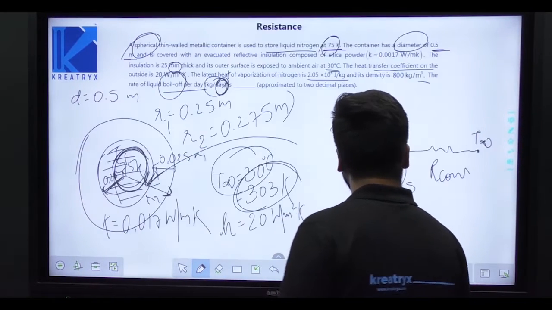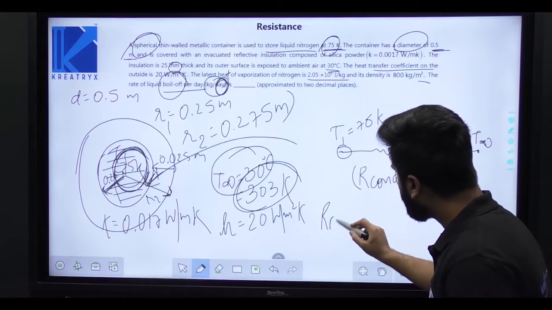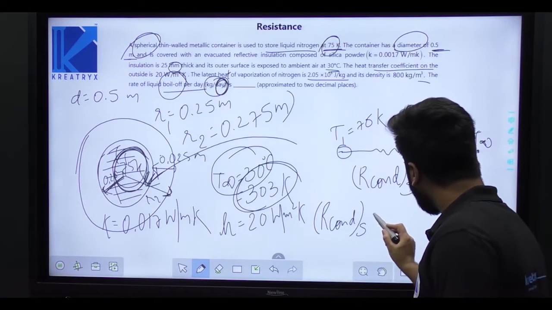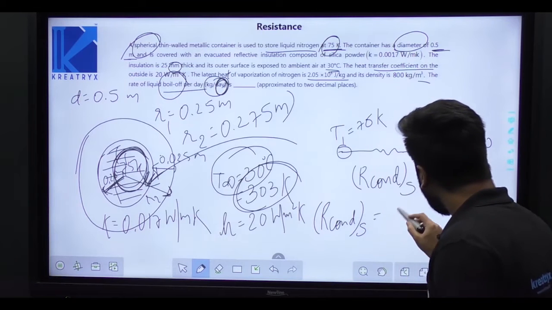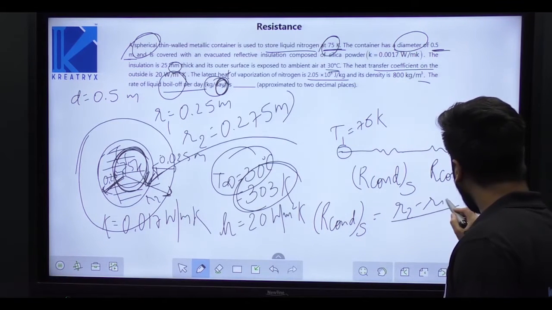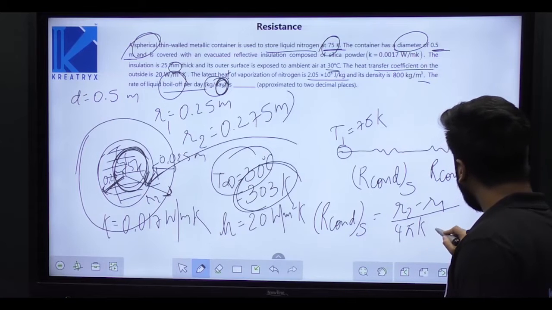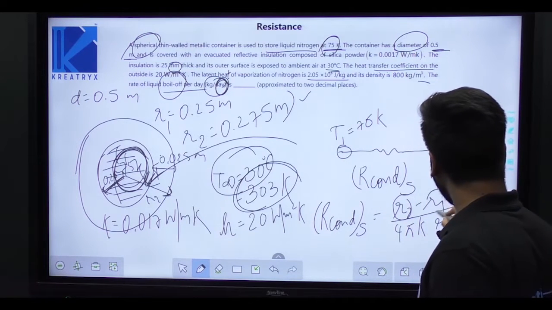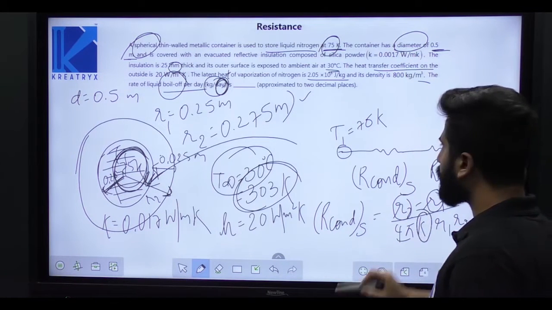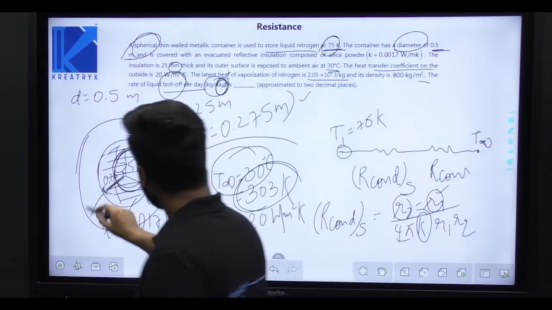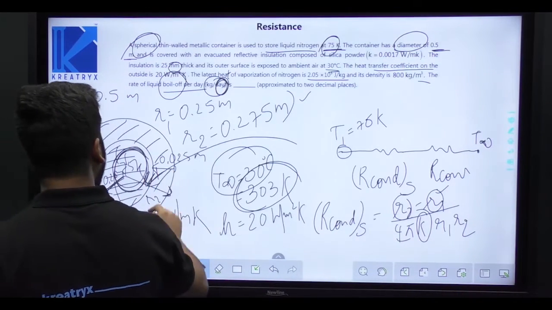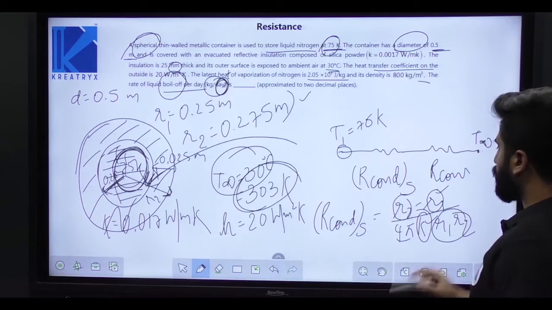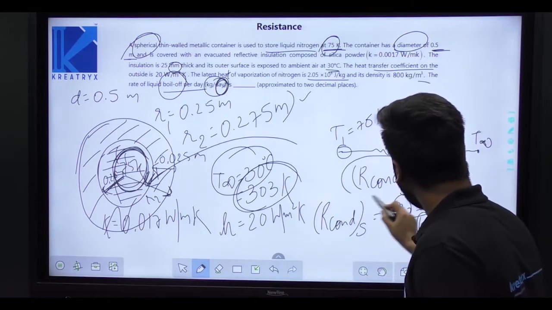I'll write here only. The conductive resistance of the sphere is equal to, you know the formula, R2 minus R1 upon 4 pi K R1 R2. You know R2, yes. You know R1, yes. You know 4 pi. Do you know K? Yes, this K is of the insulation, which is 0.017 watt per meter Kelvin. So you know the conductive resistance.